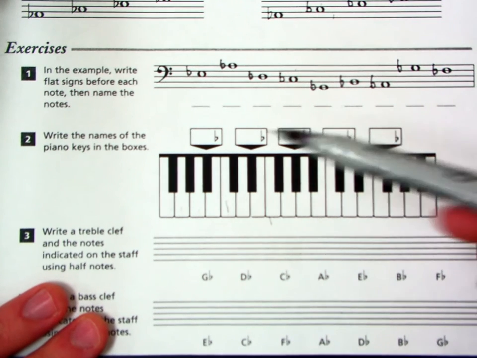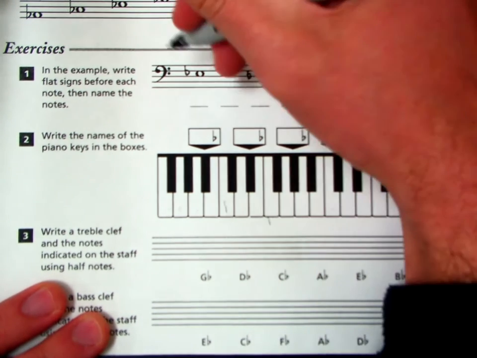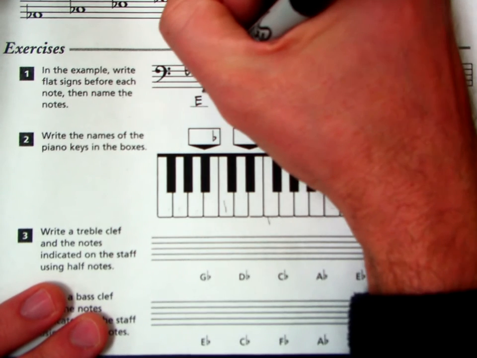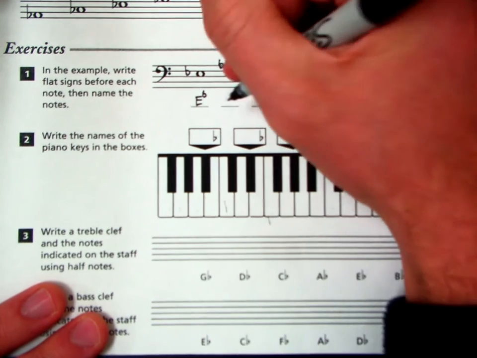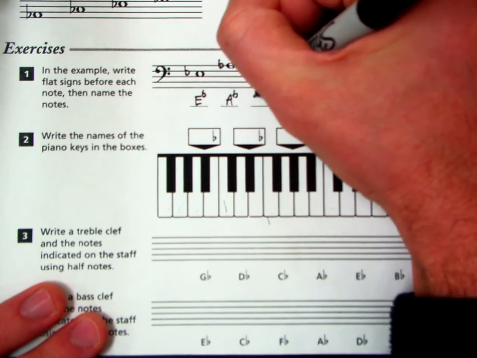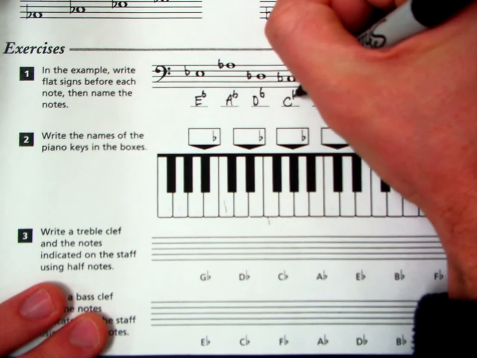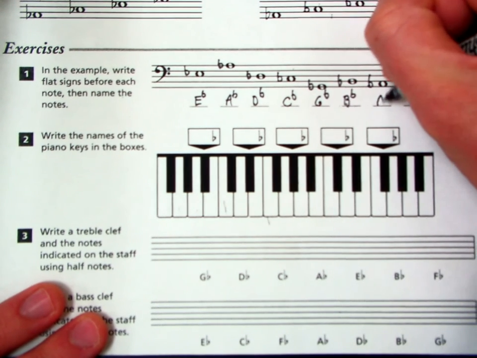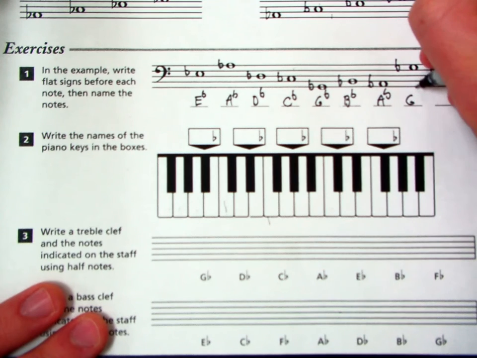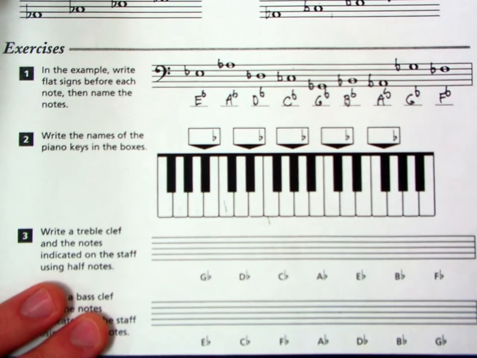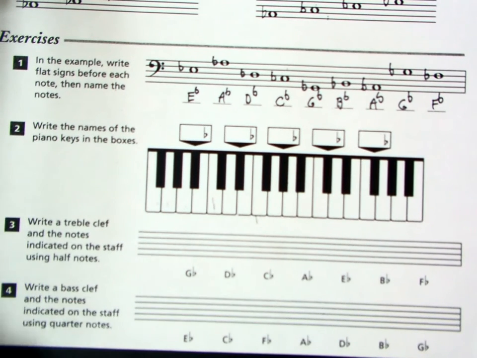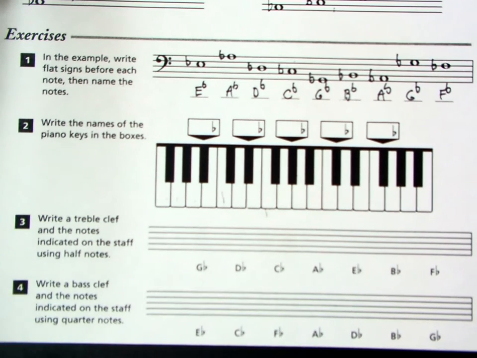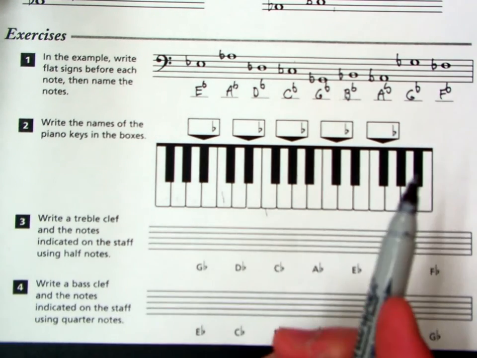Now, remember, when we write out the letter name, the flat sign goes after. So we're in bass clef here. That means we have an E flat, A flat, D flat, C flat, G flat, B flat, A flat, G flat, and F flat. Okay? Simple enough. It switches depending upon how you're writing. If it's on the staff, the flat sign comes before. If you're just writing it out, writing out the letter name, then it comes after.